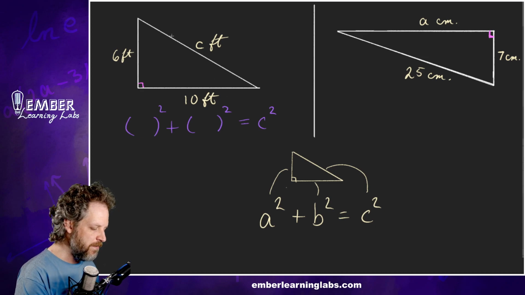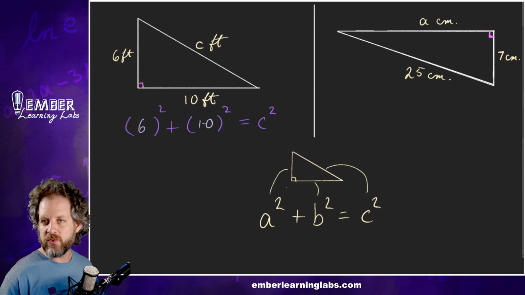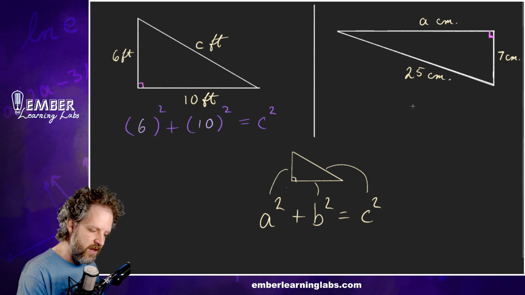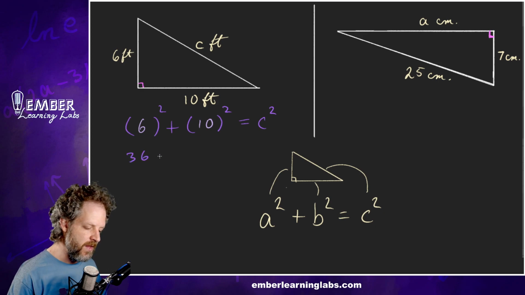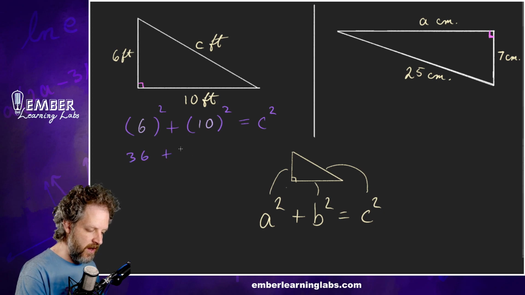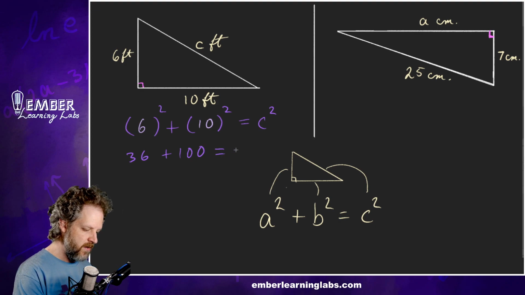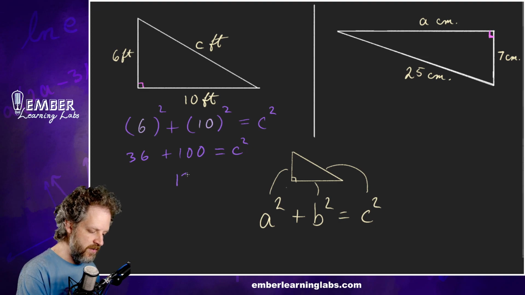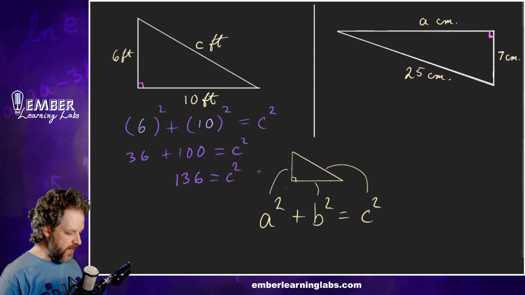When we plug in the numbers, we put a 6 right here and a 10 right here, and then we just do the math and find c. 6 squared is 36. 10 squared is 100. And then we've got c squared. We do 36 plus 100 and we get 136 equals c squared.